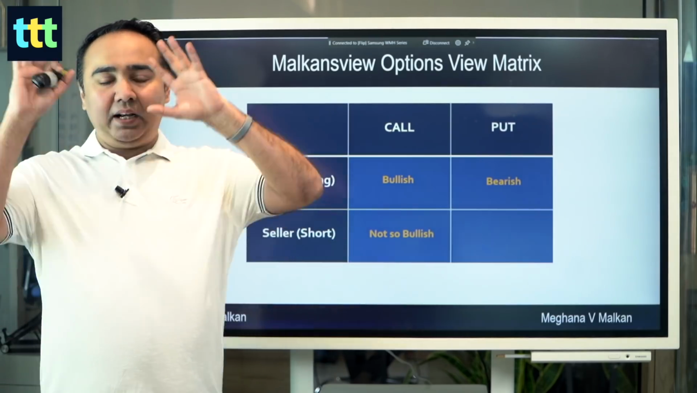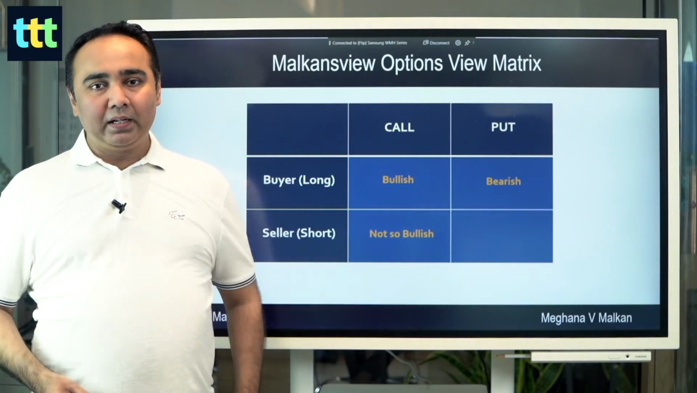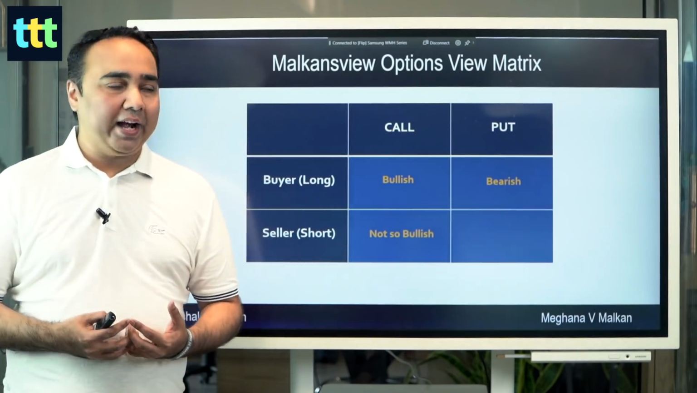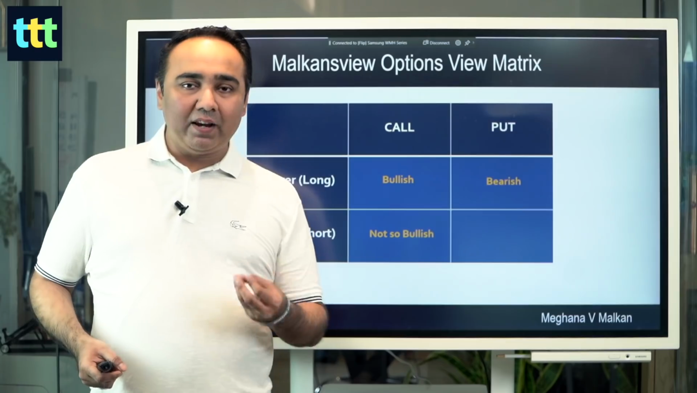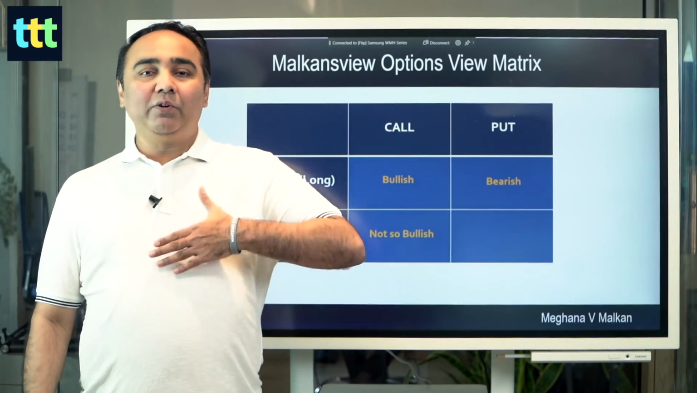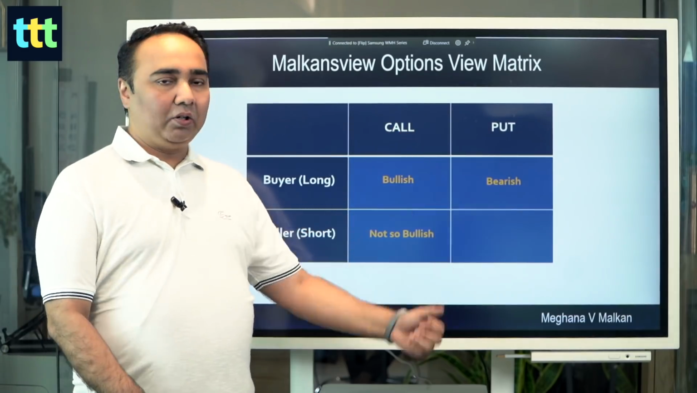This was a big aha moment for us when I designed this, and now it's become very popular in the options circle. The seller is not so bullish. So how do you define not so bullish? In our case, again, using the RSI example, if it is not going above 60, that means it's not so bullish. So I will sell a call, right?